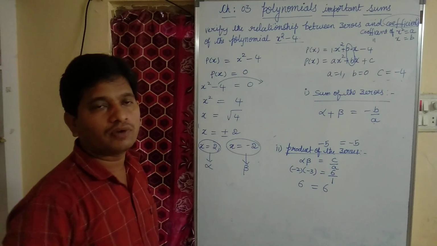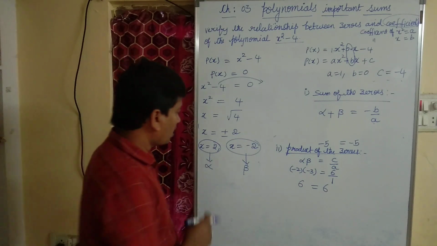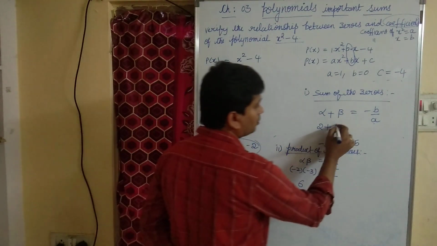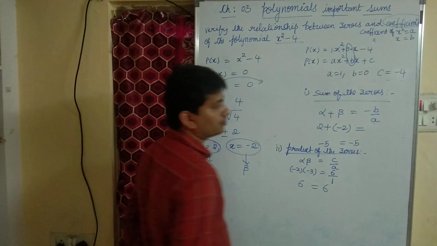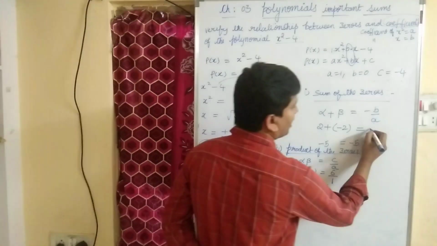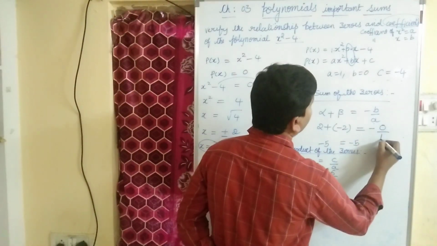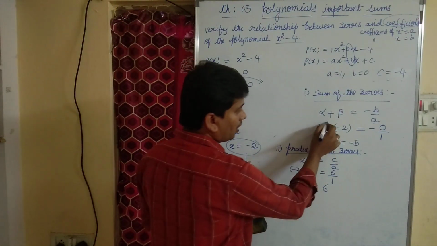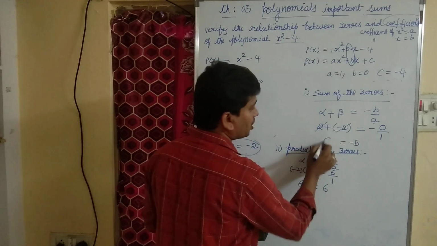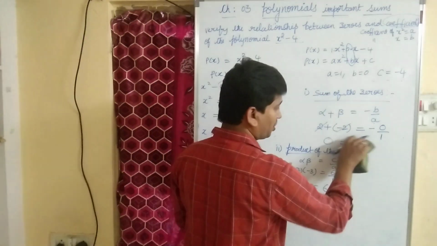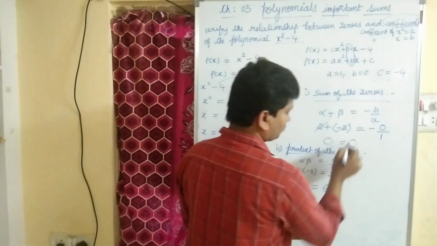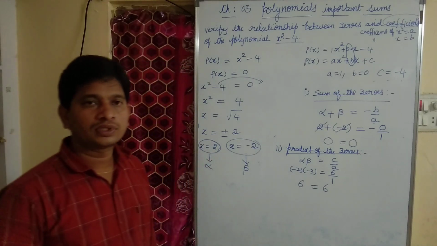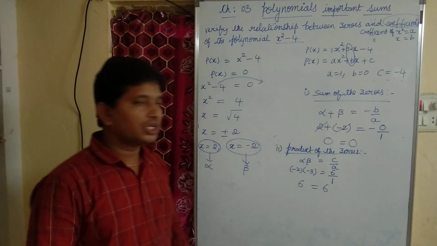Alpha plus beta equals minus b by a. Alpha value 2 plus beta value minus 2 equals minus b by a, which is minus 0 by a value 1. You know what is 2 minus 2? Plus 2 minus 2 gets cancelled, 0. 0 is neither positive nor negative. 0 by something is 0. See, in both the cases we got the same result. That is our first relationship, the sum of the zeros.